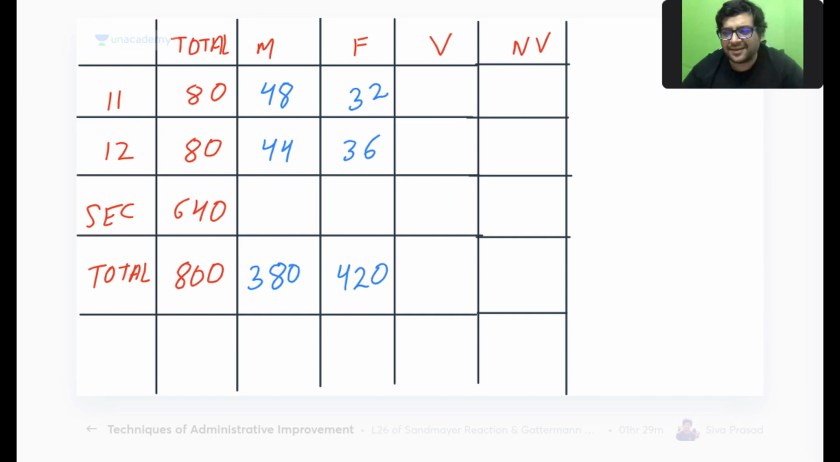If this is 380 and this is 420, how much is left here and here? So 32 and 36 is 68. 420 minus 68 is how much? 352. How much is left here? 640 minus 352, this gives me 288.